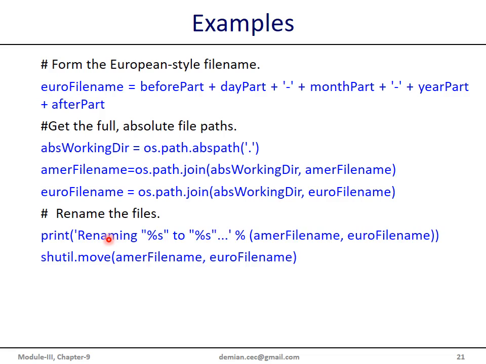And now we just move this file, wherein the first string is the absolute path of the American style file name, to the European file name. This is how we can rename the American style file names to the European style file names, which are present in a given directory, for example, a current working directory.